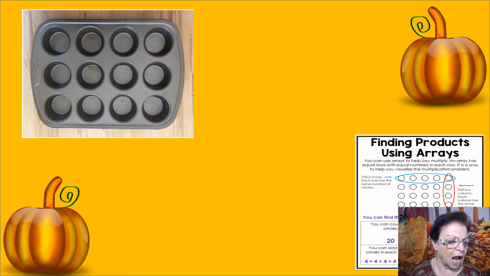Let's see. I have one of these in my kitchen. It's a cupcake pan. How many rows does it have? One, two, three rows. So we know the first factor is going to be 3 times how many columns? There's 1, 2, 3, 4 columns.